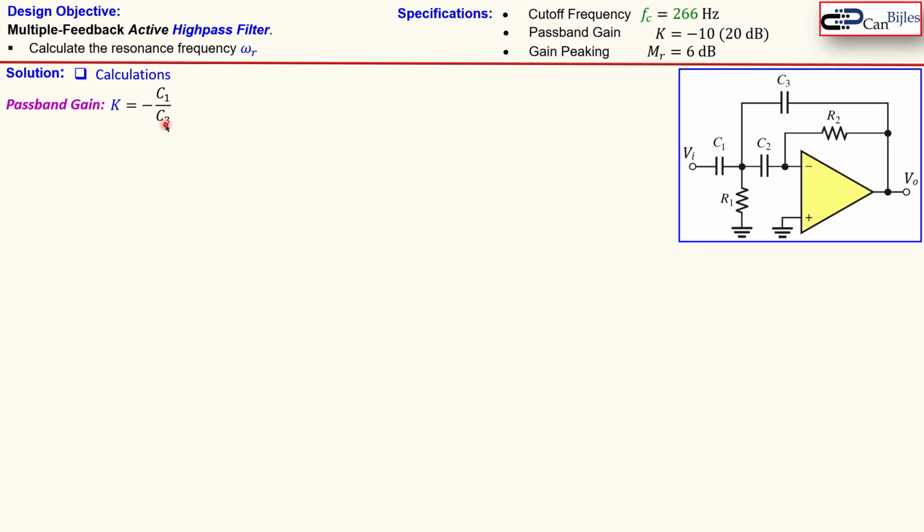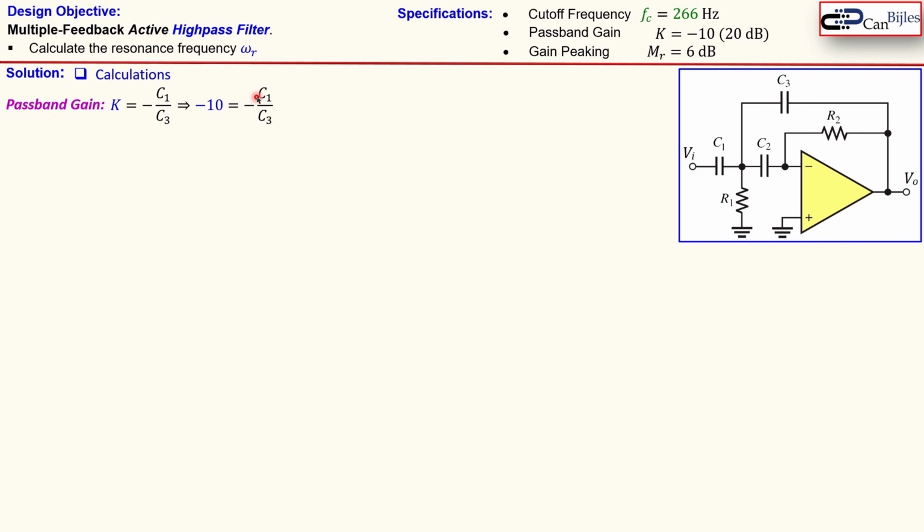We said in the discussion of the transfer function of this high pass filter circuit that we can go for an equal capacitor method. But in this case, if you do that, you get a gain of minus 1, which is not fulfilling this passband gain specification. So we need to go for different capacitor values. In this case, I need to have this be minus 10. So how can I make this minus 10? Not by making them equal to each other.